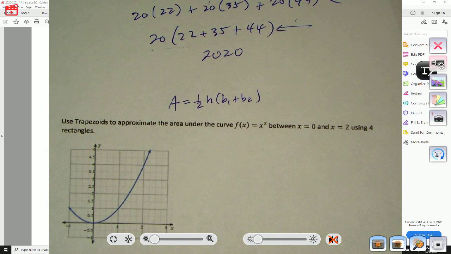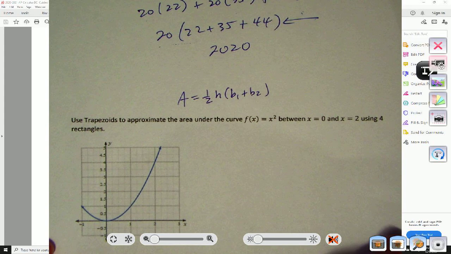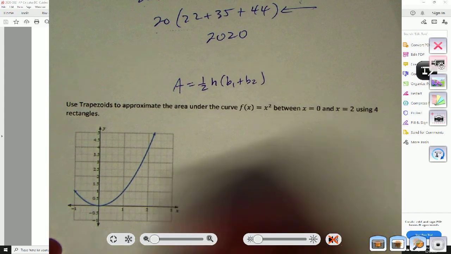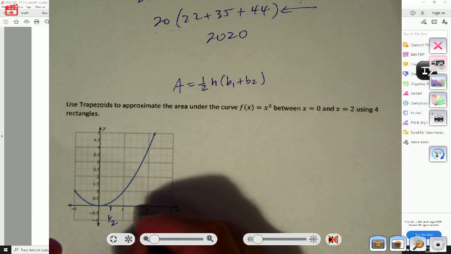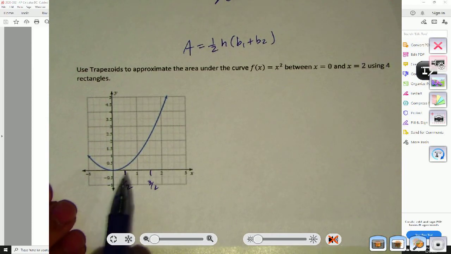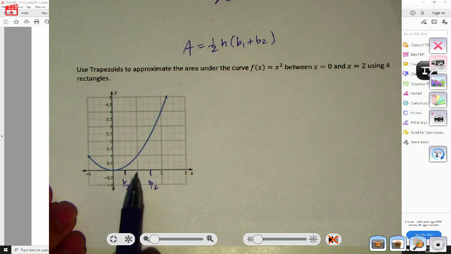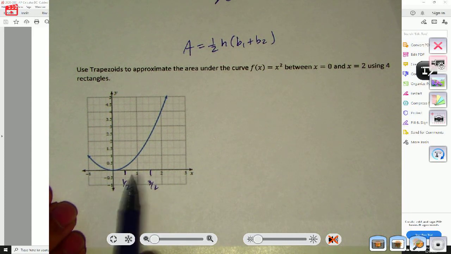All right. So here, use trapezoids to approximate the area under the curve using 4 subintervals. So we're going to be using 1/2, 1, and then 3/2. That's how we're going to split up our interval from 0 to 2. We're going to have 0 to 1/2, 1/2 to 1, 1 to 3/2, and 3/2 to 2. So that's 4 subintervals. 1, 2, 3, 4.